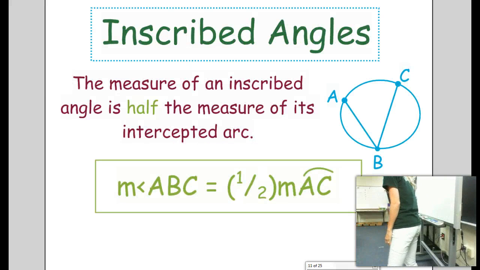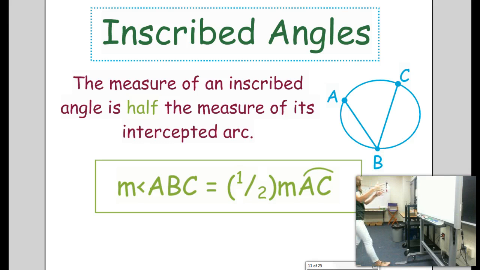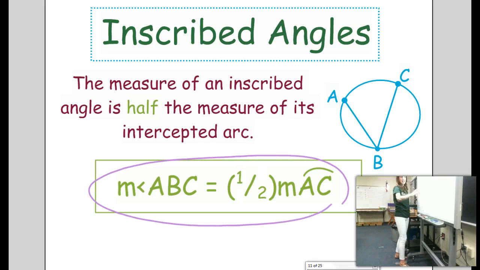Is there a place to write it down? Just write under that box. You don't write all of this again. Don't write this. All I would write is this: the angle is half the arc.